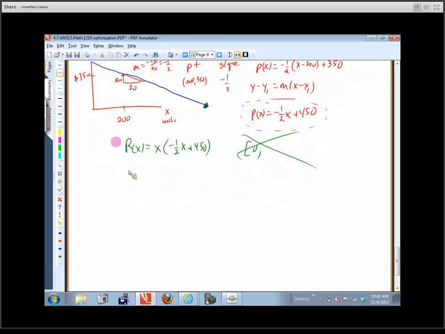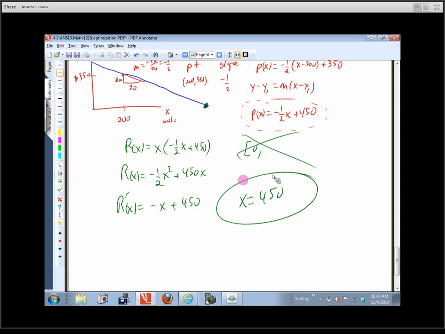Okay. So what do we want to know from this? Find the derivative, find the maximum, find the derivative, set it equal to 0. We don't have to worry about this not existing anywhere because it's just a nice little polynomial. So minus 1/2 X squared plus 450 X. Find the derivative, negative X plus 450. So X equals 450. So what do you do with that?